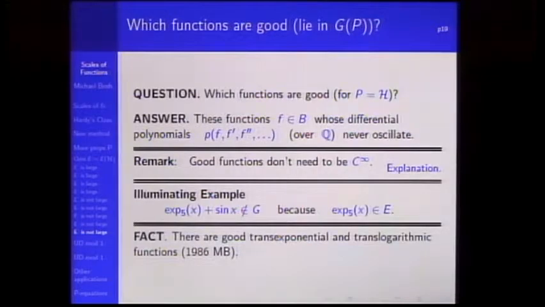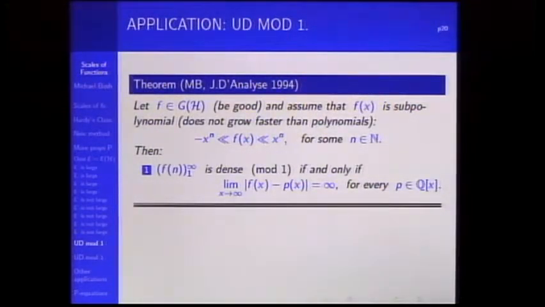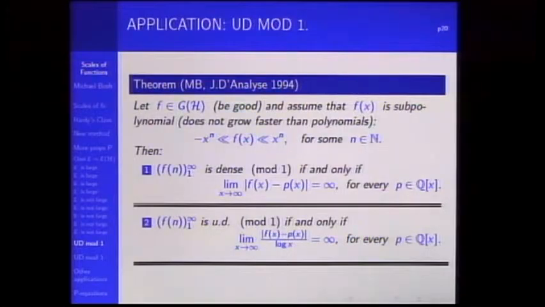So I will mention just the very first one. Given a function in a Hardy field which does not grow faster than a polynomial, then I have a necessary and sufficient condition for many questions that I may want to ask. For example, is it uniformly distributed? Is it dense? For density, all that suffices is that it will not be too close to any rational polynomial. Because if it is close to a rational polynomial, the difference is bounded, then it trivially asymptotically has just finitely many values, and it cannot be dense. But if it fails, it must be dense.